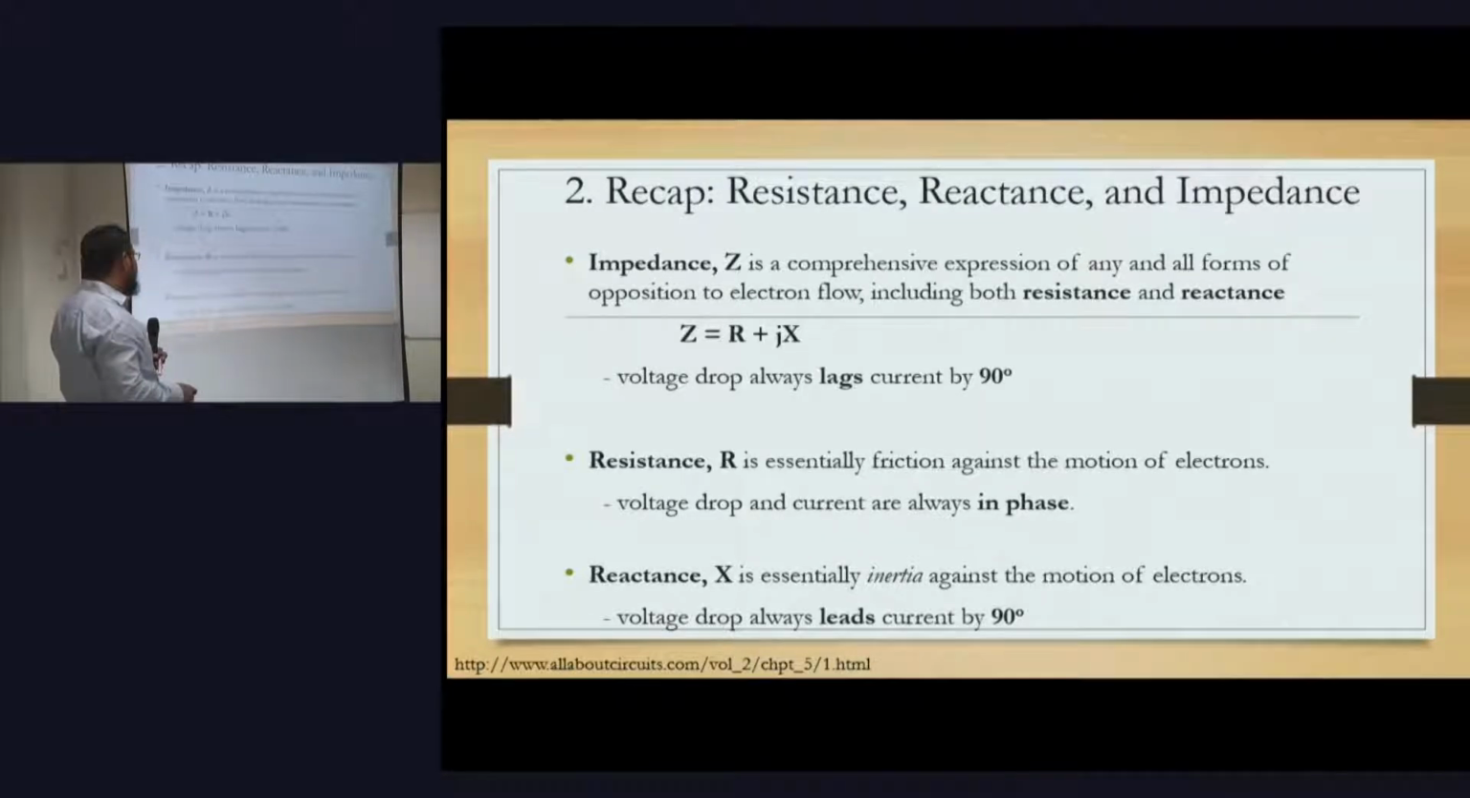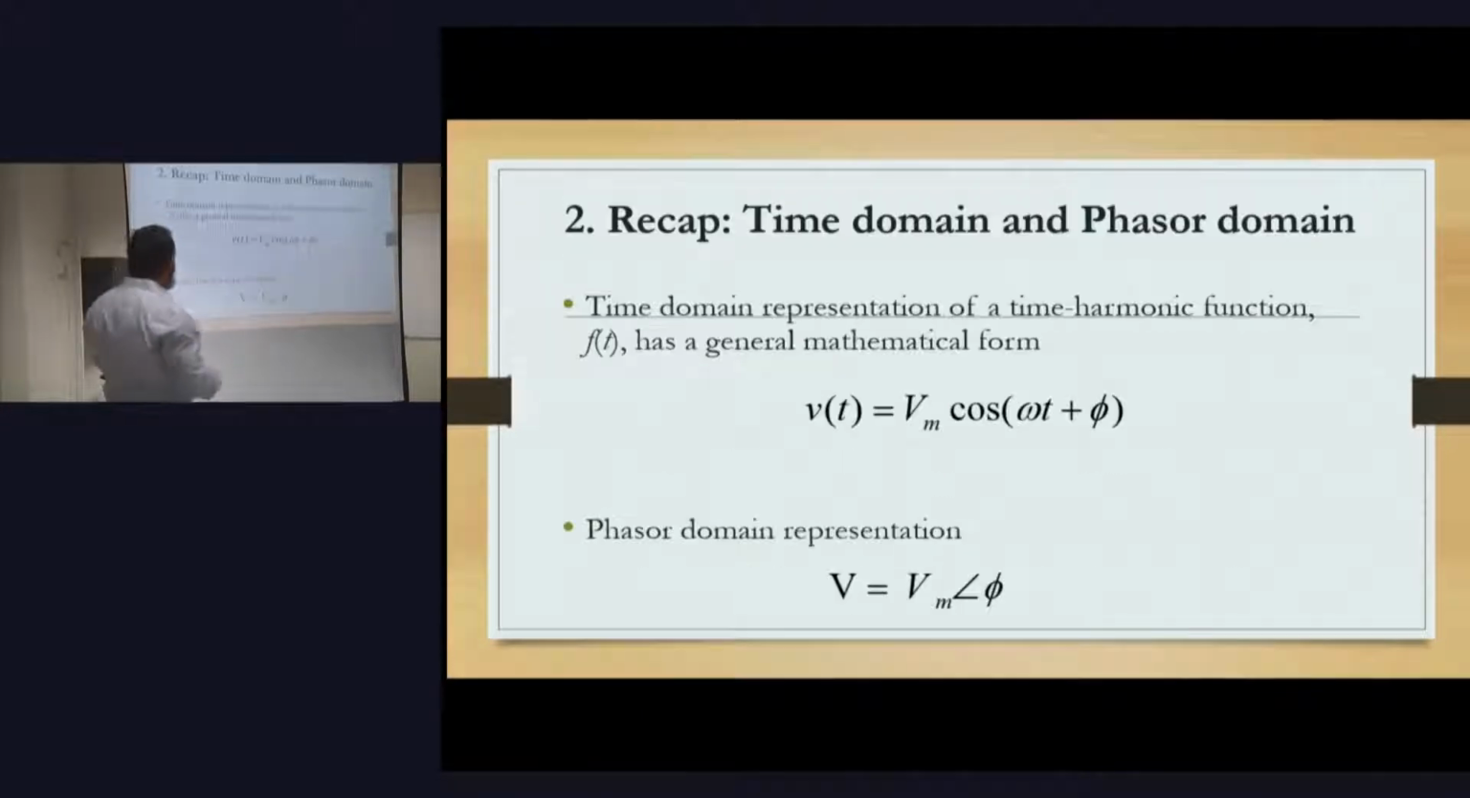So this comes from pure physics. Voltage drop always leads current by 90 degrees. It depends on whether it's inductive or capacitive. So this is not accurate whenever I'm saying this. Let's ignore this for now.